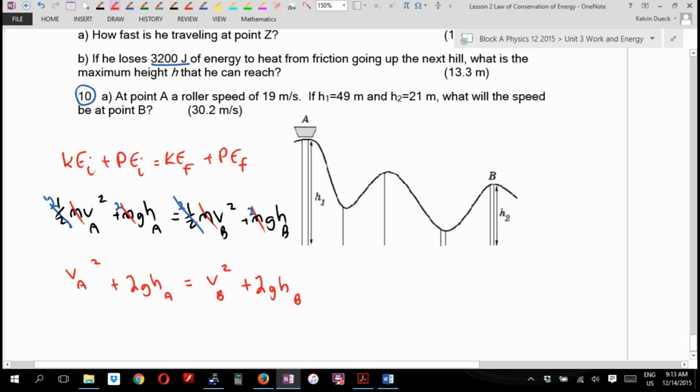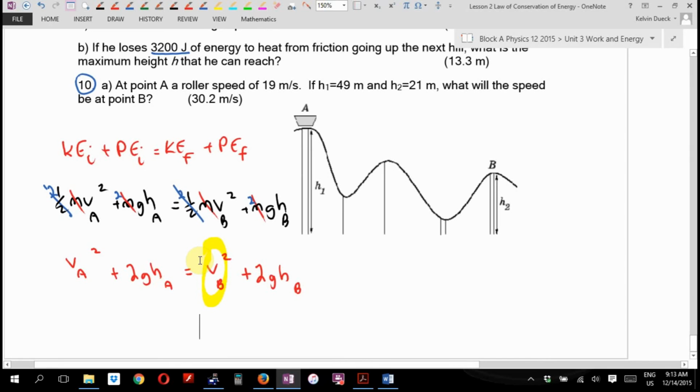You okay with that? And you said I'm trying to get this thing by itself? I agree. How will I get that 2GHB? How will I move this over? Subtract. Yep. Most common mistake I see, hint, hint, hint, kids divide. I still haven't figured out why they suddenly do here, but I see it all the time. It drives me crazy. So I'm going to get V at location A squared plus 2GH at A minus 2GH at B. And that equals the speed at location B squared.